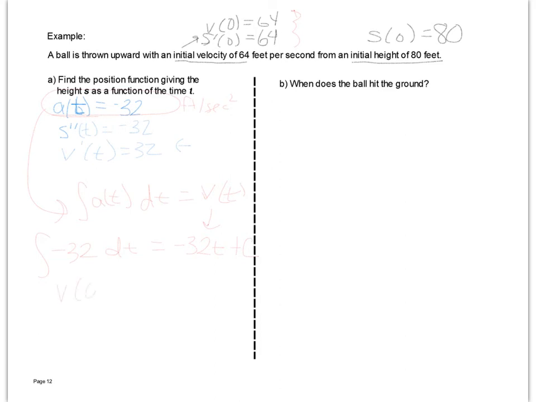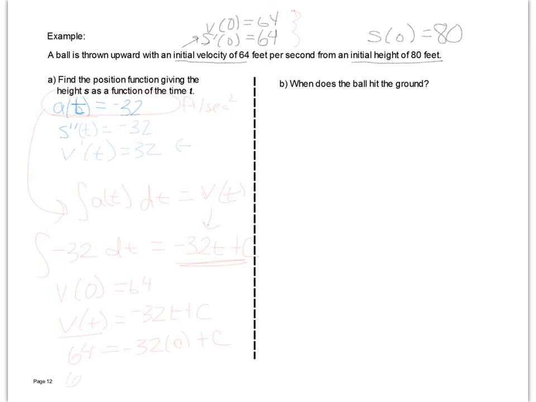Velocity at 0 should equal 64. So this is velocity, right? V of t is equal to negative 32t plus c. So put in that information. V of 0 is 64. Put in our 0 for our t, and then we can figure out c.